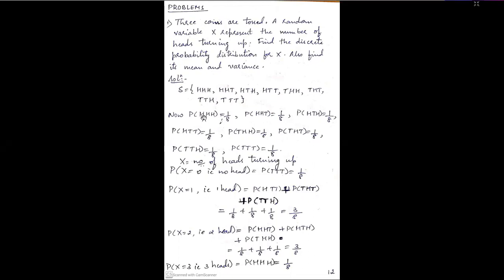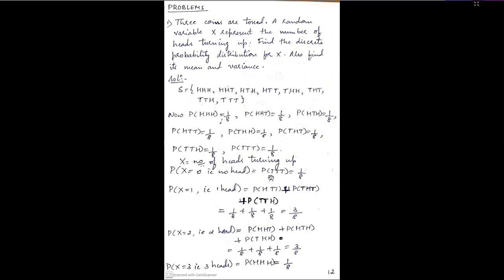Now the probability of HHH: there's only one element, so total number of outcomes is 8, number of possible outcomes is 1, so that is 1 by 8. Similarly, all these sample points have the probability 1 by 8. Now I take x to be the number of heads turning up. The number of heads can be no heads, one head, two heads, or three heads at the max, because the coin is tossed thrice.